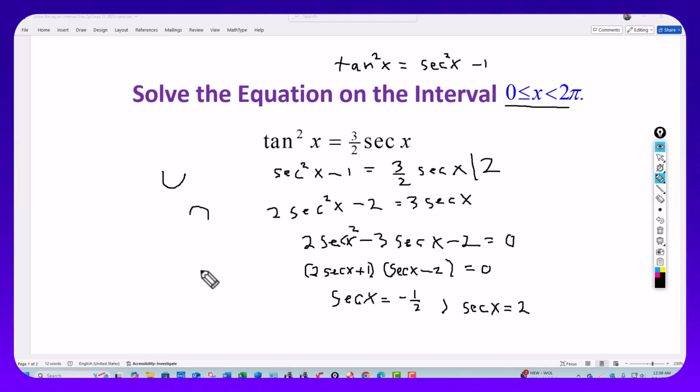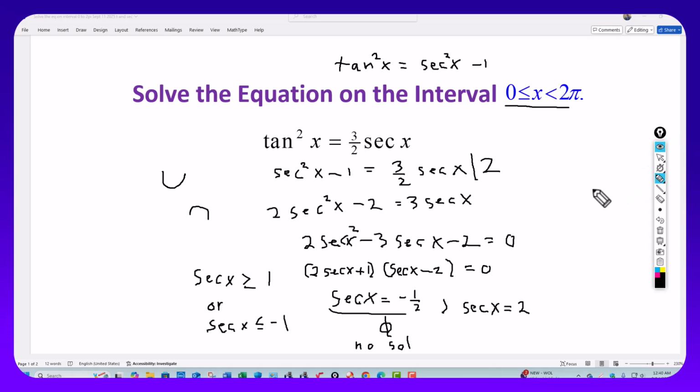So in other words, secant of x is always greater than or equal to 1, or secant of x is always less than or equal to minus 1. It cannot have a value between negative 1 and 1. So what I'm saying here is this equation has no solution. So you write the empty set, we say no solution.